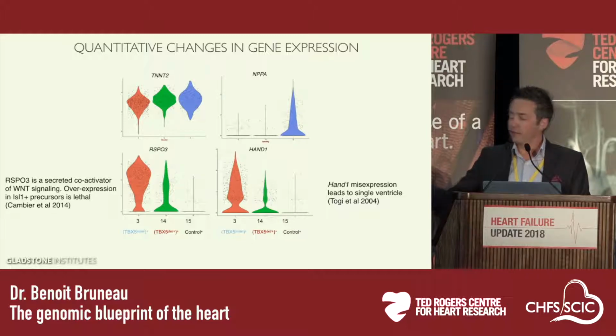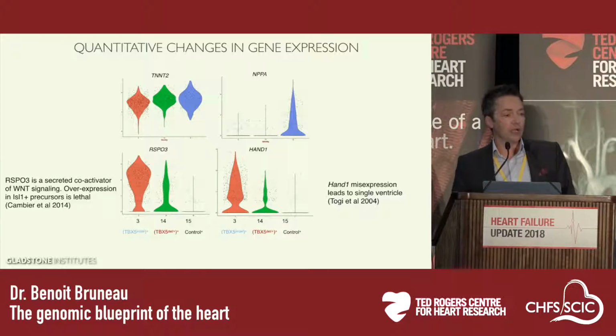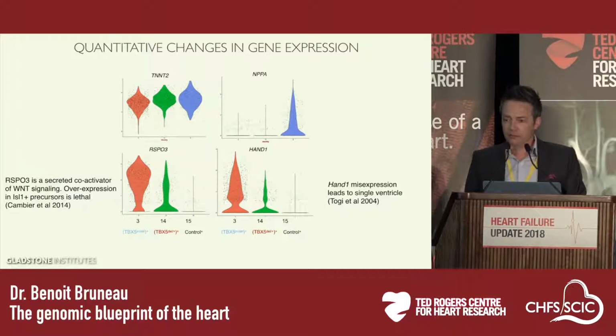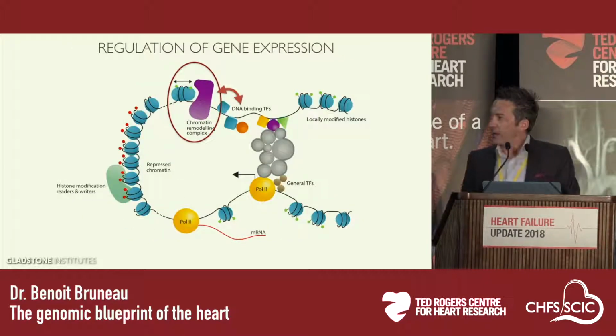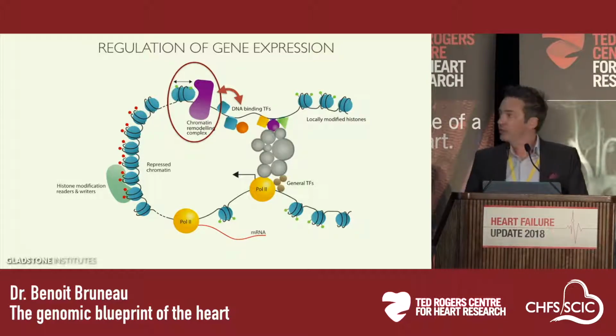And then another gene that I didn't show you the feature plot for is HAND1, and we know that HAND1 misexpression leads to a single ventricle in the mouse. So we think now using this human model, even though it's a 2D system, we're really getting at understanding how these congenital heart disease-inducing mutations are involved in broadly organizing gene regulatory networks that might be at the root of these defects.